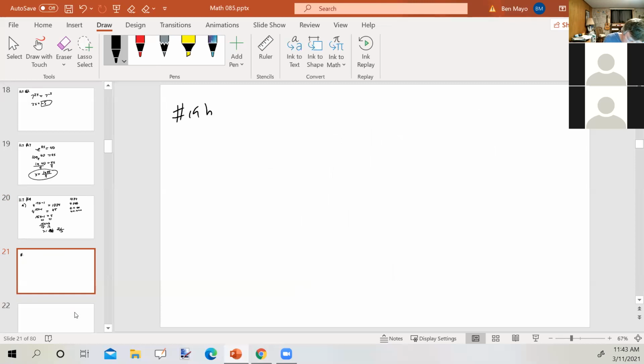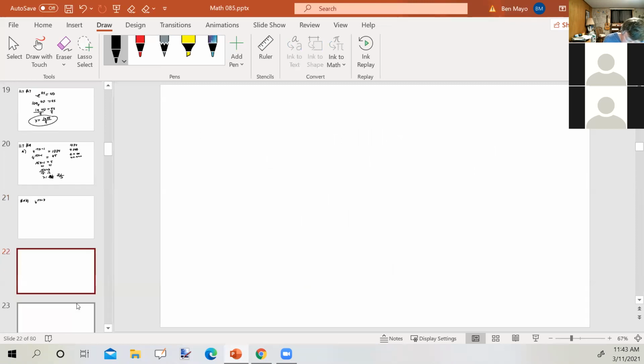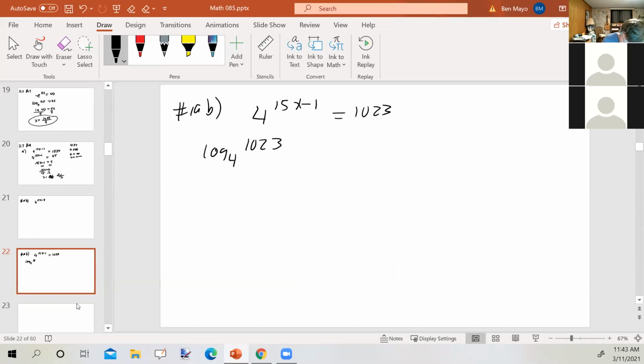Number 19, part B. 4 to the 15x minus 1 equals 1023. So now I've got log base 4 of 1023 equals 15x minus 1.